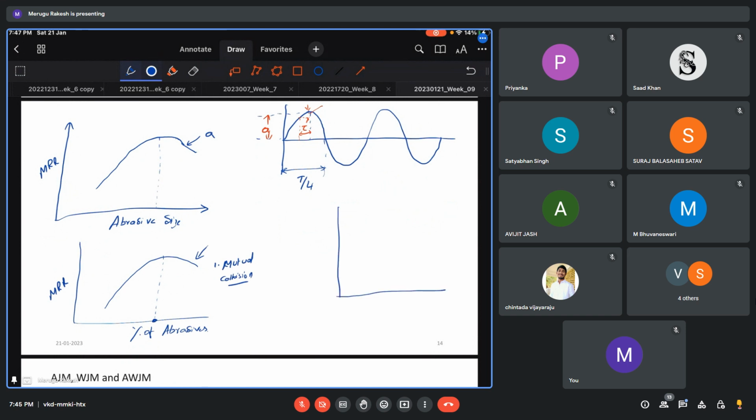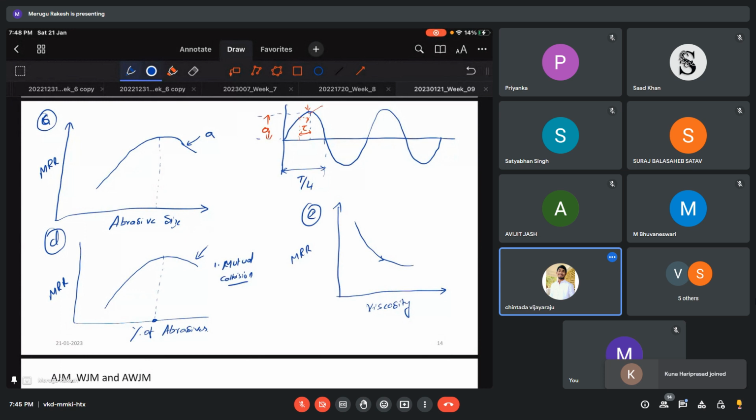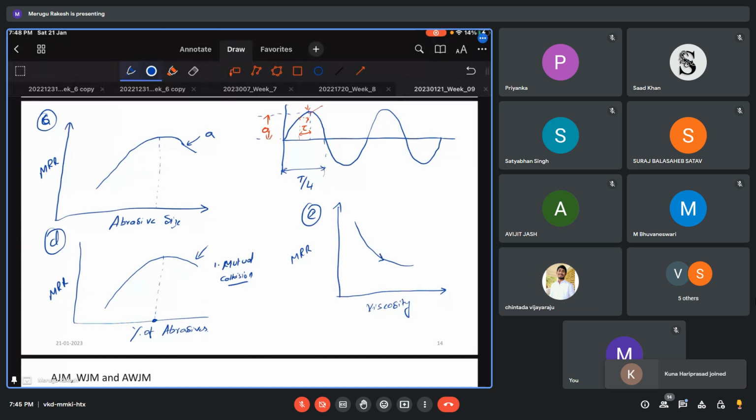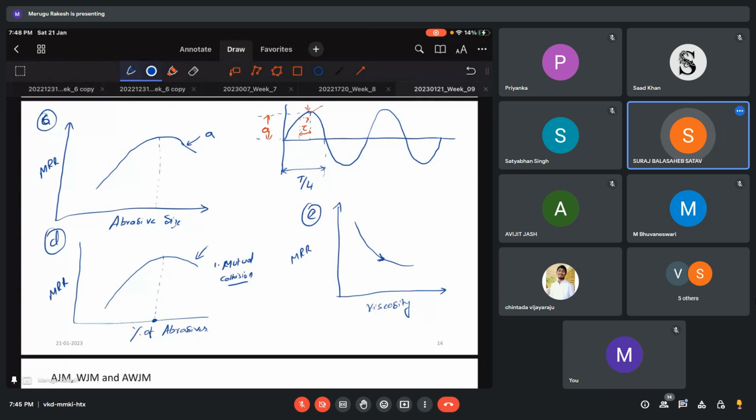Then comes MRR with respect to viscosity. Can you guess what this is? Why, with respect to viscosity, is it decreasing? Less momentum transfer of the abrasive particle. Why? Due to viscosity, the abrasive particle will slow down.